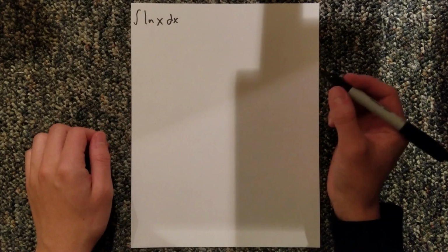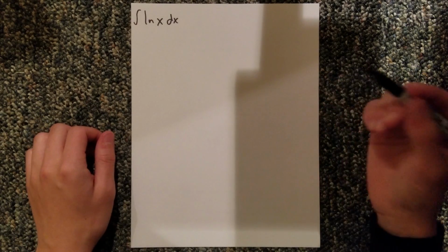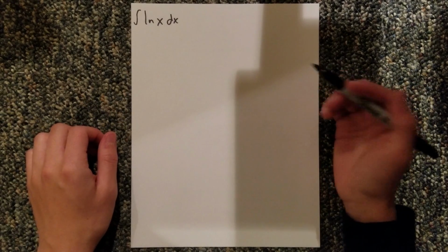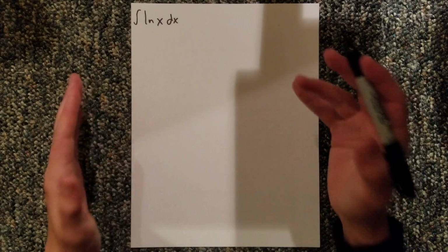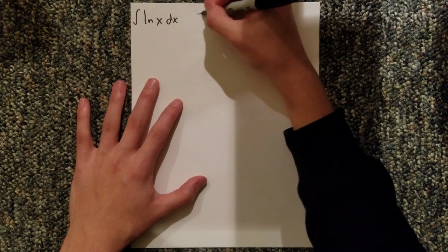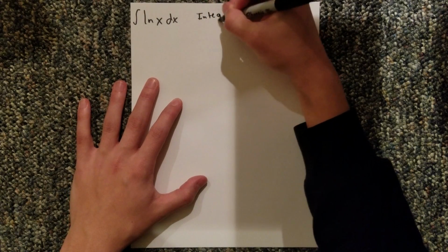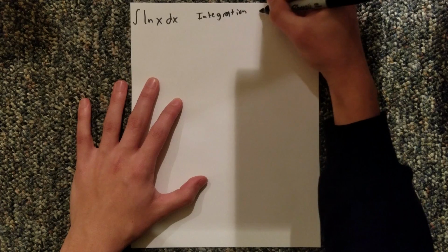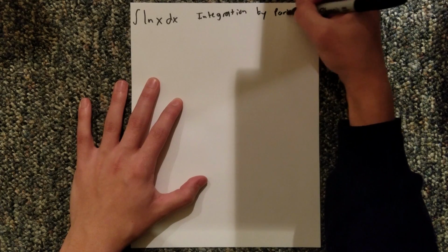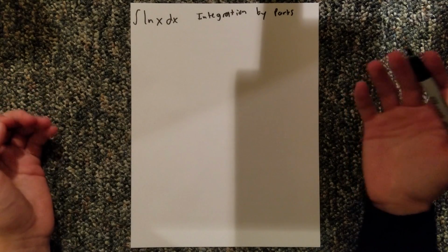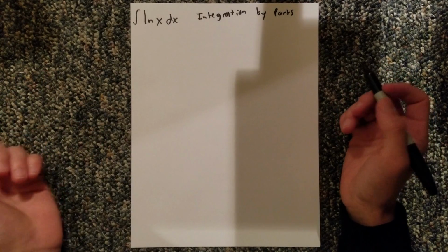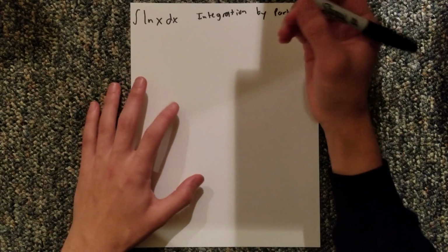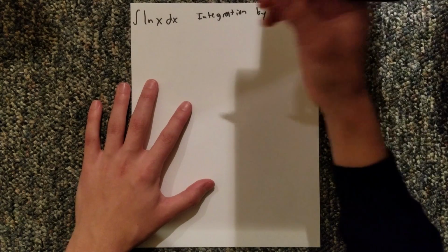And for today's video, I'll be showing you how to integrate ln x dx, or the natural log of x. This may seem kind of weird at first, but for this we are going to use integration by parts. Now you may be thinking, I don't understand how to do that because you only have one thing, ln x. Normally for integration by parts you need two things, and you're right, and there actually are two things. One of them is just kind of in disguise.